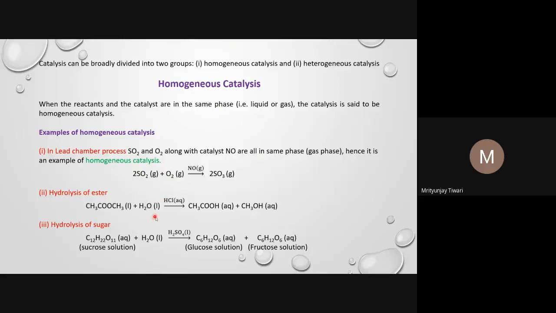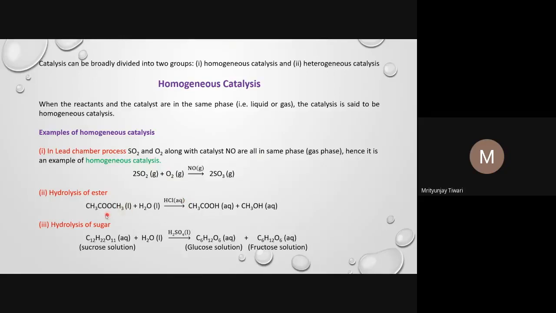Another example of homogeneous catalysis is hydrolysis of ester. In the hydrolysis of ester, you see here in the example, we use HCl as a catalyst, hydrochloric acid. Even if you do not add HCl as a catalyst, this reaction will initially be very slow, but later, as the reaction progresses, the rate of reaction increases, although the rate may not be as high as when the reaction happens in the presence of HCl.